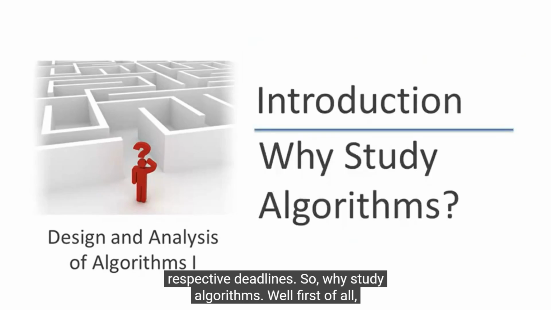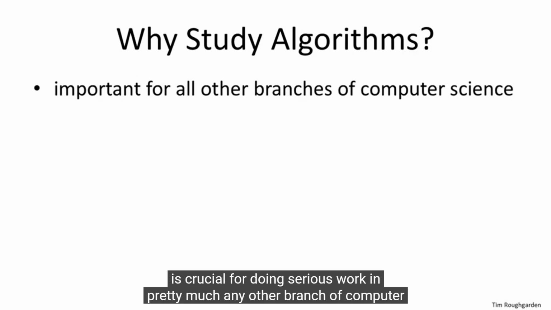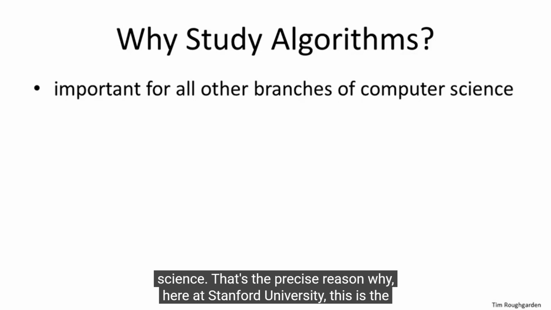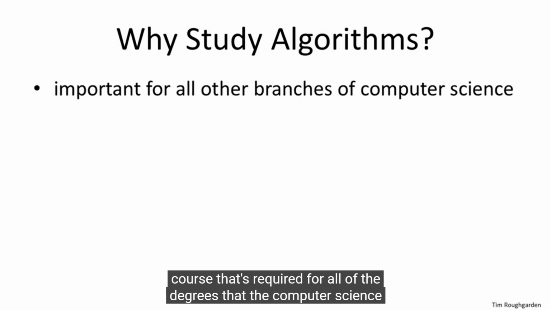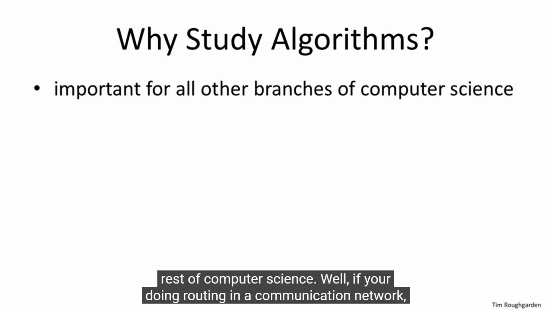So why study algorithms? Well, first of all, understanding the field of algorithms and also the related field of data structures is crucial for doing serious work in pretty much any other branch of computer science. That's the precise reason why here at Stanford University, this is the course that's required for all of the degrees that the computer science department grants. Be it a bachelor's, a master's, or a PhD degree, we insist that you have mastery of the field of algorithms. So what are some examples of uses in the rest of computer science?